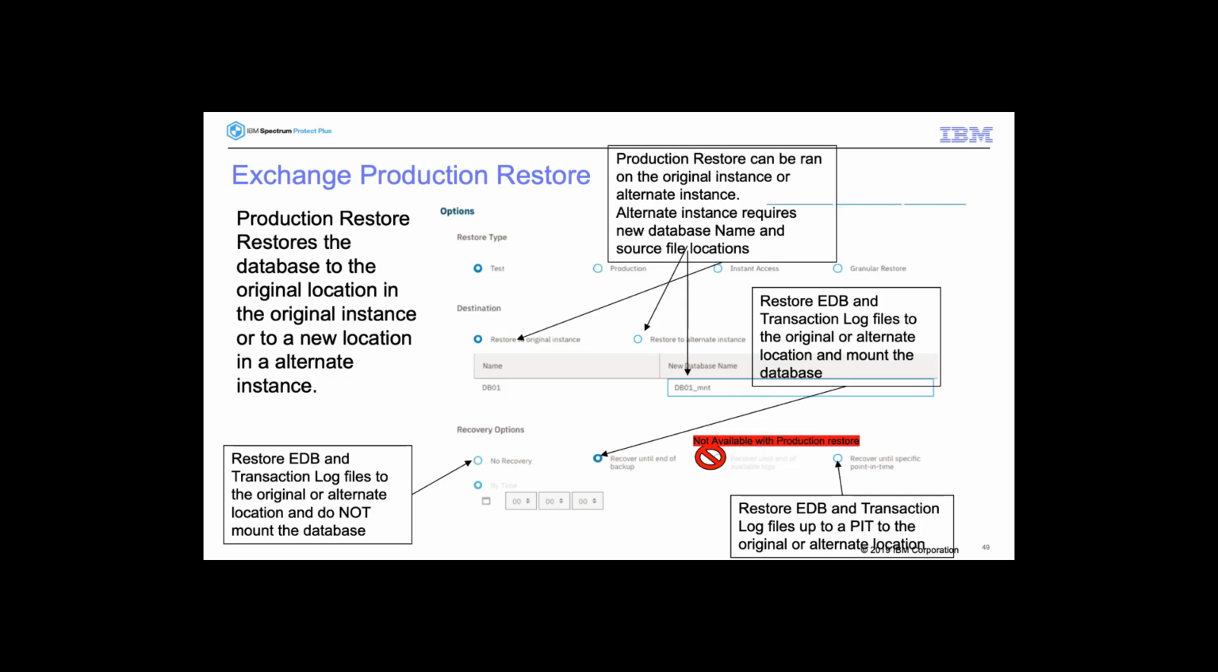For a production restore, it restores the database to the original location in the original instance, or to a new or alternate instance. You can, of course, change the name, and again, you can either have Spectrum Protect Plus run recovery for you, or run recovery yourself as the Exchange administrator, or do a point in time restore if you're backing up the logs.